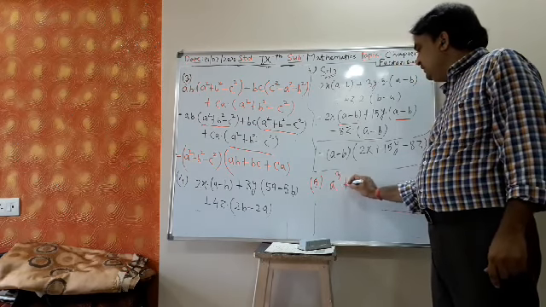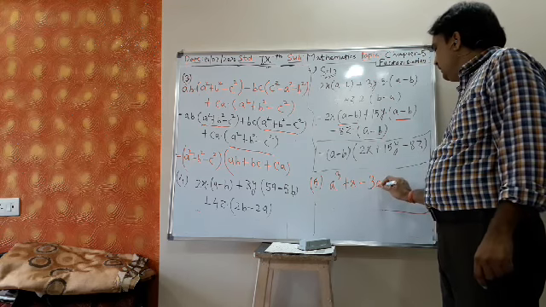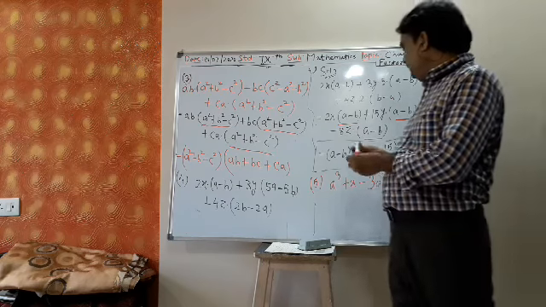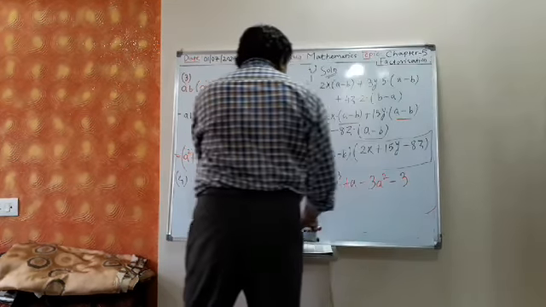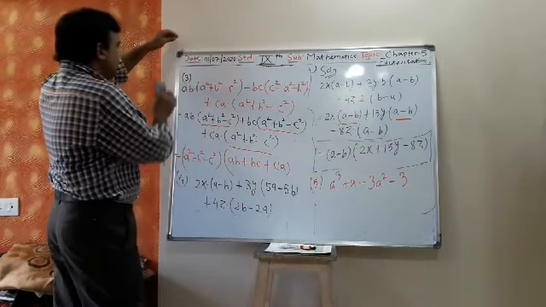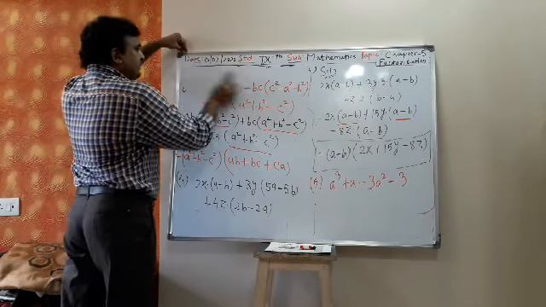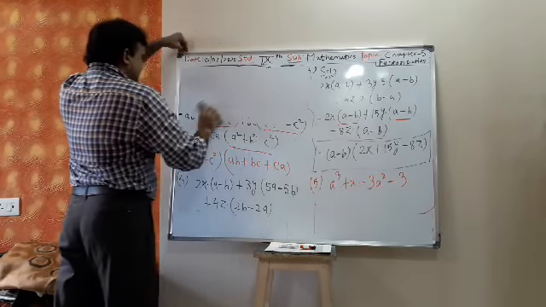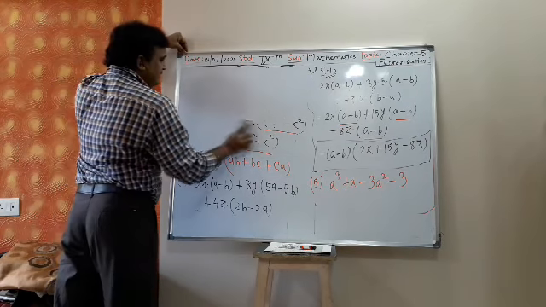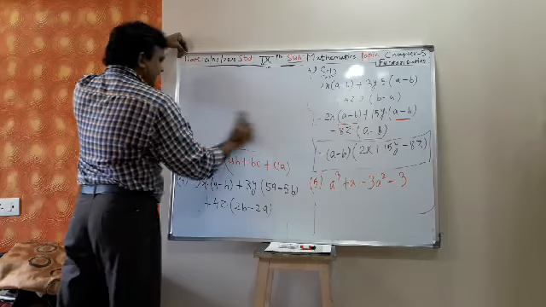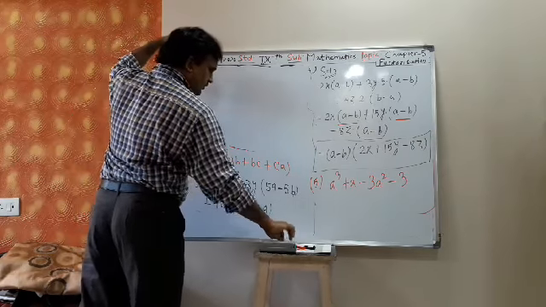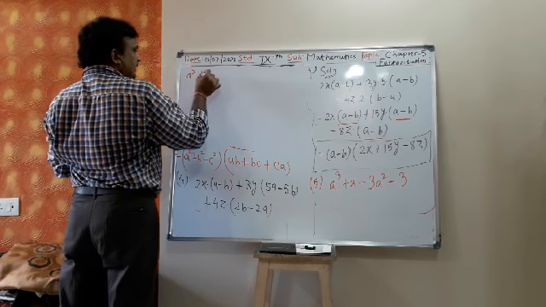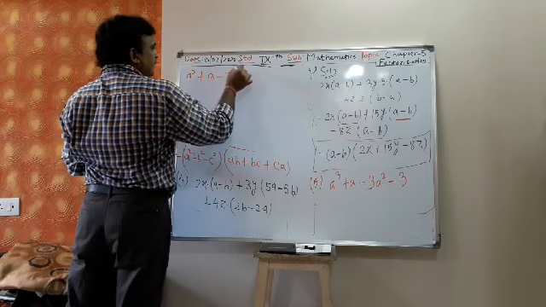a cube plus a minus 3a square minus 3. Factorization has two methods: one is the common factor method and the second is the grouping method. Here, a cube plus a minus 3a square minus 3.